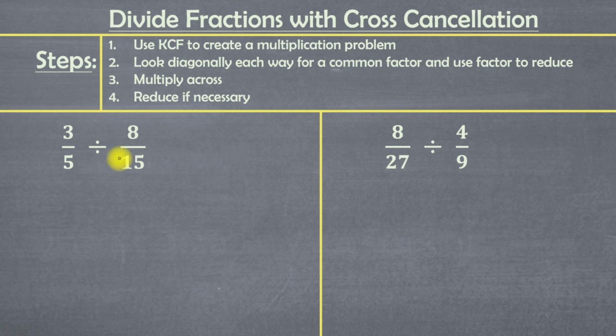Let's go over example number one, and we'll use each of these 4 steps. And then you can pause the video and try example 2 on your own based on how we complete 1 together. So let's get started. Here, this problem says 3 over 5 divided by 8 over 15. And step 1 says use KCF to create a multiplication problem. So we're going to write a KCF chart here to do so.